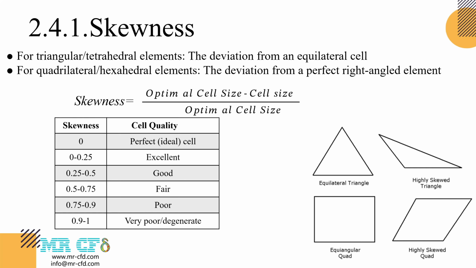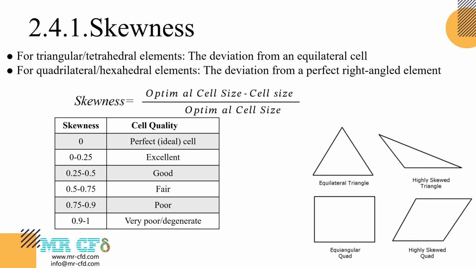Looking at our quality scale here, a skewness value of 0 represents a perfect cell with ideal geometry. Values between 0 and 0.25 indicate excellent quality cells. As we move down this scale, the quality decreases. 0.25 to 0.5 is considered good, 0.5 to 0.75 is fair, and 0.75 to 0.9 is poor. Any cell with skewness above 0.9 is considered very poor or potentially degenerate, and these cells often cause simulation failures. On the right side of the slide, you can see visual examples of what we're talking about.